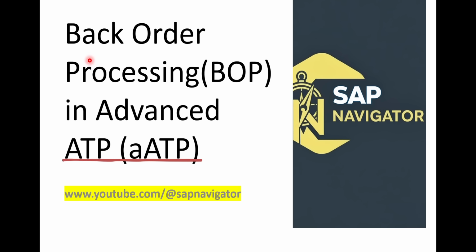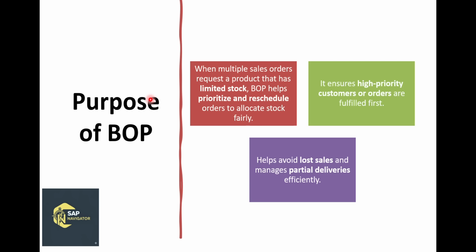So what is backorder processing in advanced ATP? Backorder processing is a strategy of reallocating the stock to the high priority customer by deallocating stock from the low priority orders. Let's say stock is allocated on a first come first served basis, but a low priority customer places an order first, so stock is allocated to the low priority customer, and then later we get the high priority customer. Then we have to reallocate stock to those high priority orders. So this we can handle through backorder processing in advanced ATP. Okay, let me show you how it works.